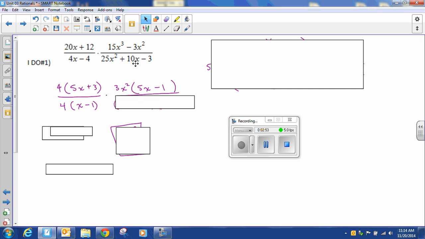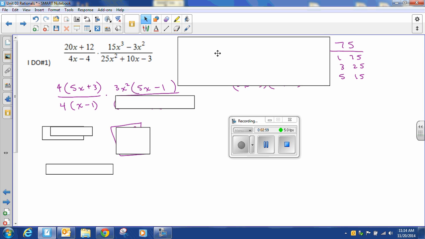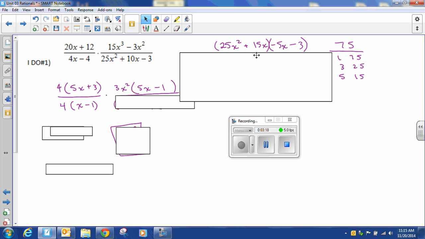And this trinomial down here, as you can see, a is greater than 1. So we are going to split the middle term. We're going to multiply 25 times 3 to get 75. We're going to look for 2 factors that subtract to get 10. And we're going to subtract because this 3 is negative, so minus 3. As you can see, it's 15 minus 5, which gives us 10. So that's where we got the 15x minus 5x. We're splitting the middle term.